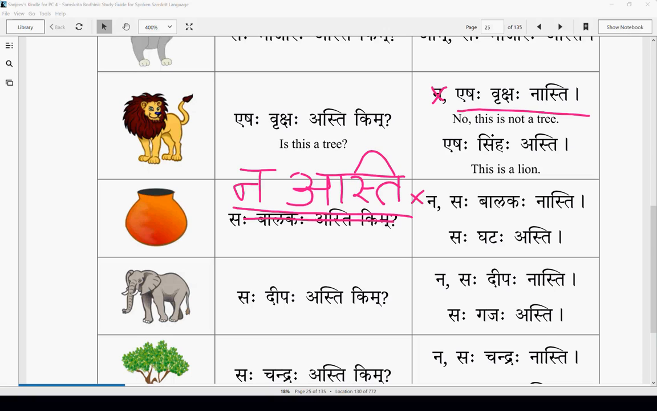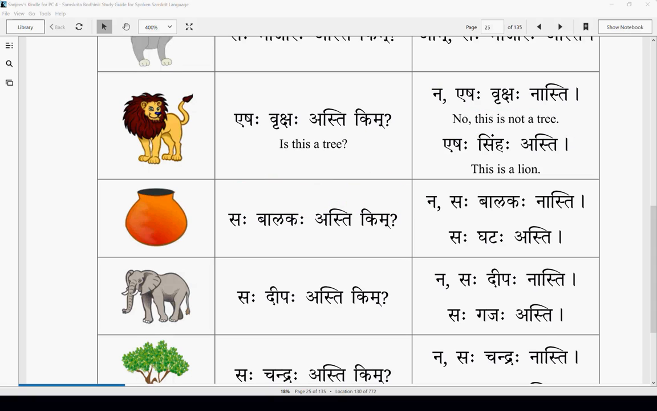So without using na, you can just say "esha vriksha nasti." That is fine. That means this is not a tree. But if you want to emphasize again, no, like that, then you can say na or no here. "Na esha vriksha nasti." So what is it? You have to answer looking at this picture. What is it? "Eshaha simham." "Simhaha asti." Simhaha, yeah. Visarga.